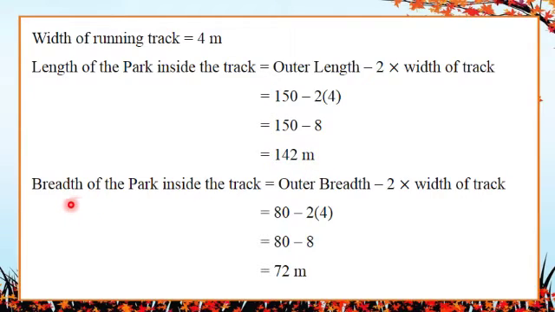Now we are finding the breadth of the park inside the track. Same way we will apply outer breadth minus 2 times the width of the track. So outer breadth is 80 meter minus 2 into 4. 2 fours are 8, and after the subtraction I will get 72 meter. This is the breadth of the park without the running track.